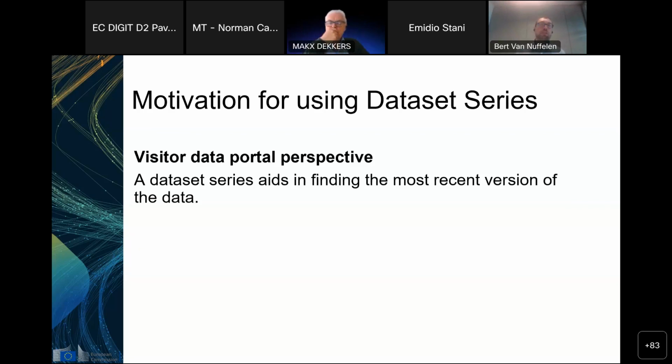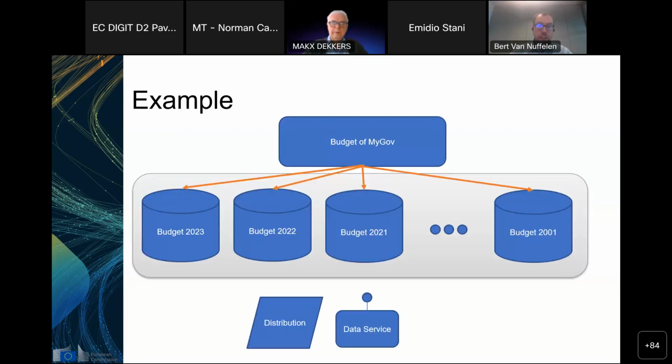There is another one, if you look from the pure findability perspective on the portal side, then dataset series could be an aid in finding the most recent version of the data. You see that it's not just a collection of datasets available, but that there is some structure and that they are connected with each other, and dataset series are some more strict and connected, bringing things together, and that gives you a higher-level view on it. So these are all different perspectives. This is not the only one, but it's just to give you ways how you can look at dataset series. To make it more concrete, this is a typical case.